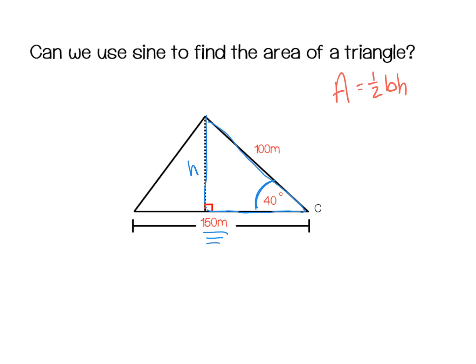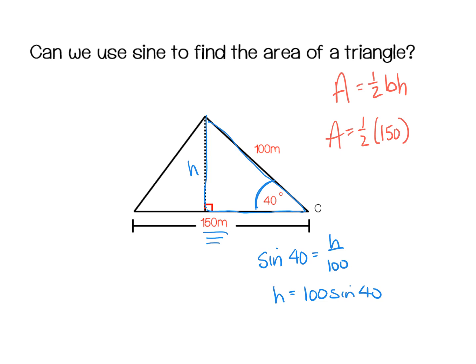So the height would be the opposite, the 100 would be the hypotenuse, so I can use the sine of 40 is equal to opposite over hypotenuse, so that would be h over 100. And I need to solve for h, so the height would be equivalent to 100 times the sine of 40. All right, so let's go back up to our original equation. Area equals 1/2. We know our base is 150, and we just determined our height is equivalent to 100 times the sine of 40. Okay, so I just used sine, cosine, and tangent in order to find the height of that triangle so that I can find the area.